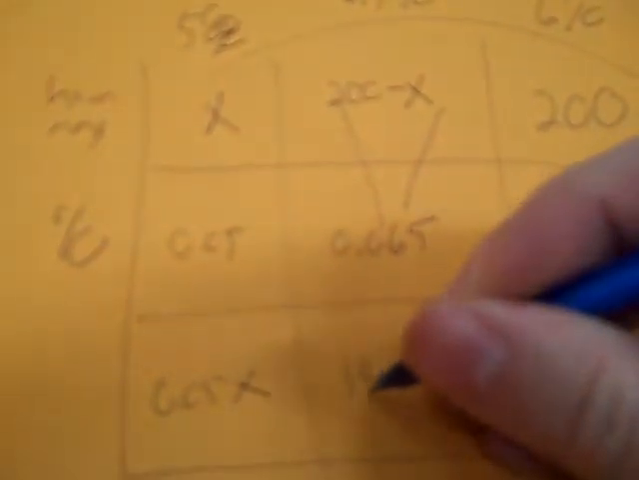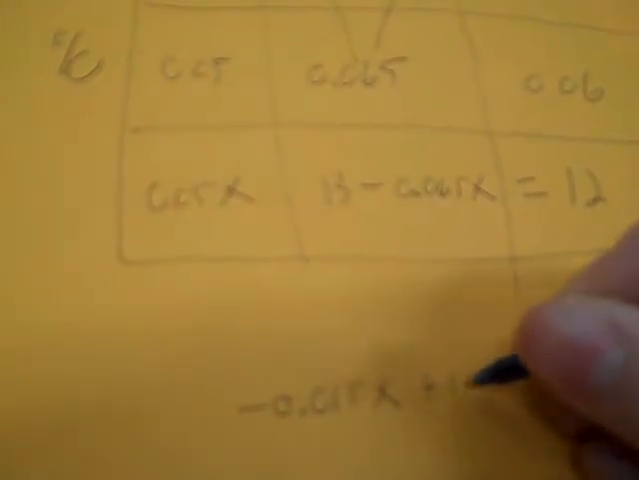So 0.05x minus, and that'd be 0x has to be multiplied by that too, 0.065x, and then that is going to be 12. And then I have this equation here, okay? So I can add these two, because negative 0.015x plus 13 equals 12. Then I subtract 13. I get negative 1. And then I have to divide my negative 1 by negative 0.015.